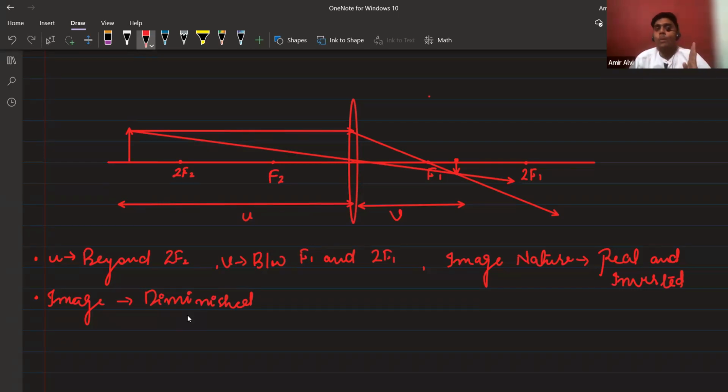But when the object shifts a little bit towards the optical center, towards the lens, the size of the image increases. Yes or no? That was highly diminished, but it's diminished only. So there is an increase. Yes, sir. Similarly, when you place the object at 2F2, the same size of image will form. It will increase a little bit and it will be of the same size. Clear? Any doubt in this?